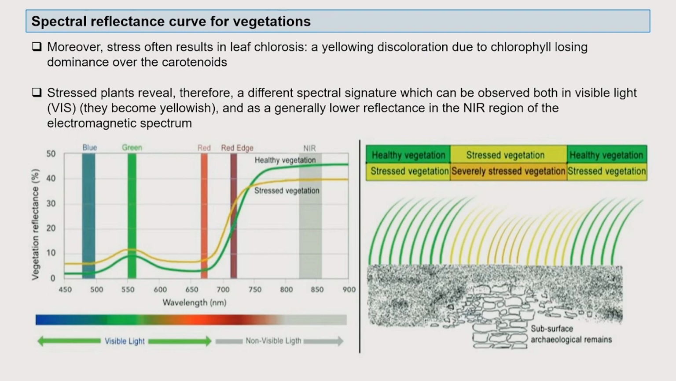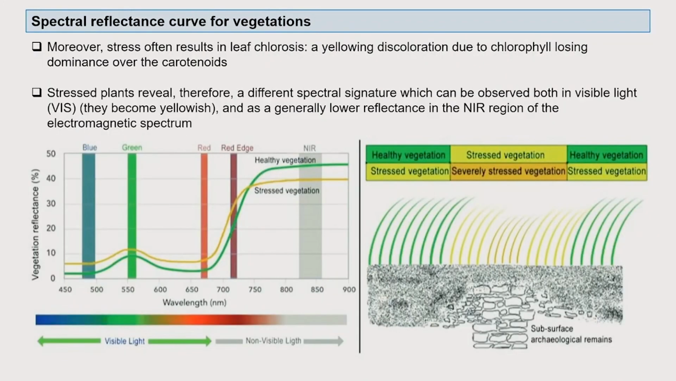For spectral reflectance of vegetation under stress, often water stress or even stress from chemical toxicity or some other reason, largely leaf chlorosis, yellowing or discoloration of the leaf takes place, and that will certainly get reflected in the sensor data. So a stressed plant reveals a different type of spectral signature, which can be observed in the visible light, and generally a lower reflectance is observed in the NIR region of the electromagnetic spectrum.